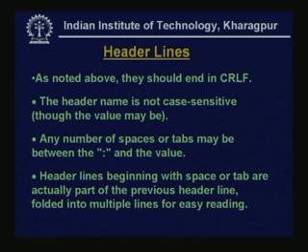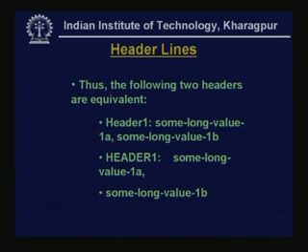Header lines beginning with space or tab are actually part of the previous header line, folded into multiple lines for easy reading. So, the following two header lines are actually equivalent. You may say header 1 colon some long value dash 1a some long value dash 1b, or header 1 some long value dash 1a then some long value 1b, this is just folded.